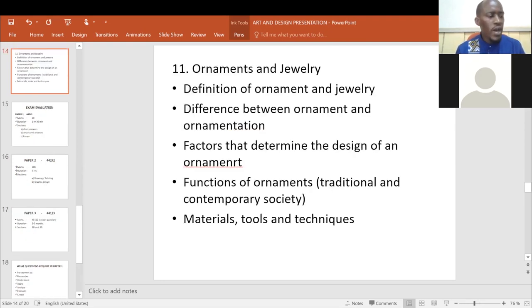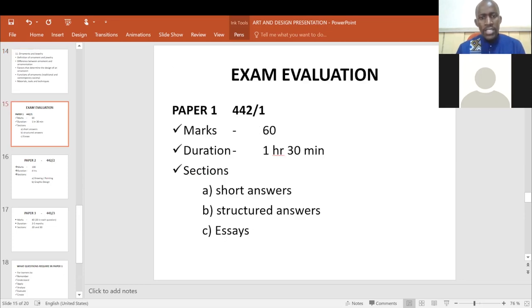Most of our answers, especially in section B, when we are talking about structured answers, what do we need to observe? There are those answers that require some sort of illustration or diagram, or you're given a diagram to analyze, evaluate, and give a judgment on. So that is what the question paper in art and design looks to achieve, that you have a wider understanding of what you've been taught.